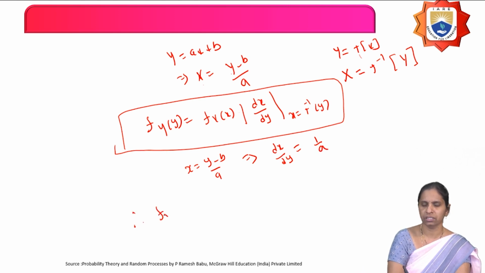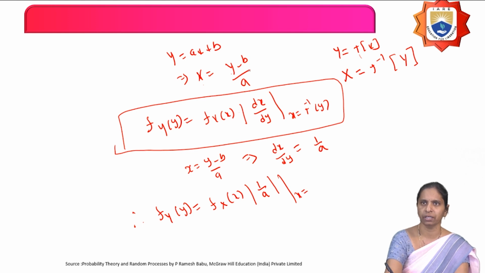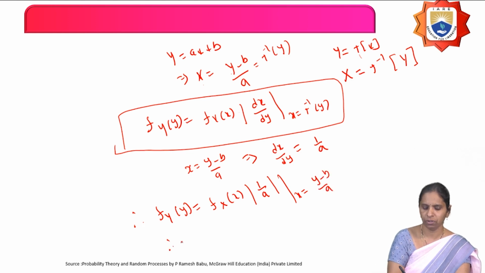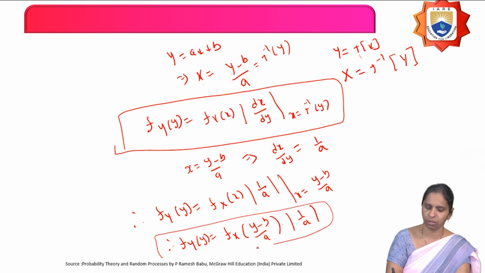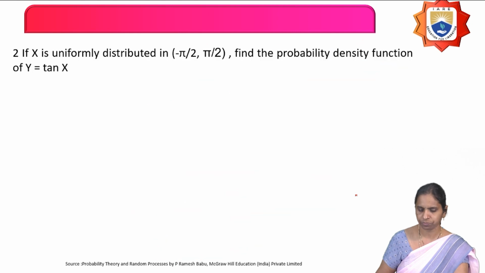Therefore, the density function of the transformed random variable is given by fx of x into mod of dx by dy, which is nothing but 1 by a, where x equals T inverse of y. Therefore here x equals (y minus b) by a. So Fy of y equals fx of x, where x is (y minus b) by a, into mod of 1 by a. So this is the density function of the transformed random variable.